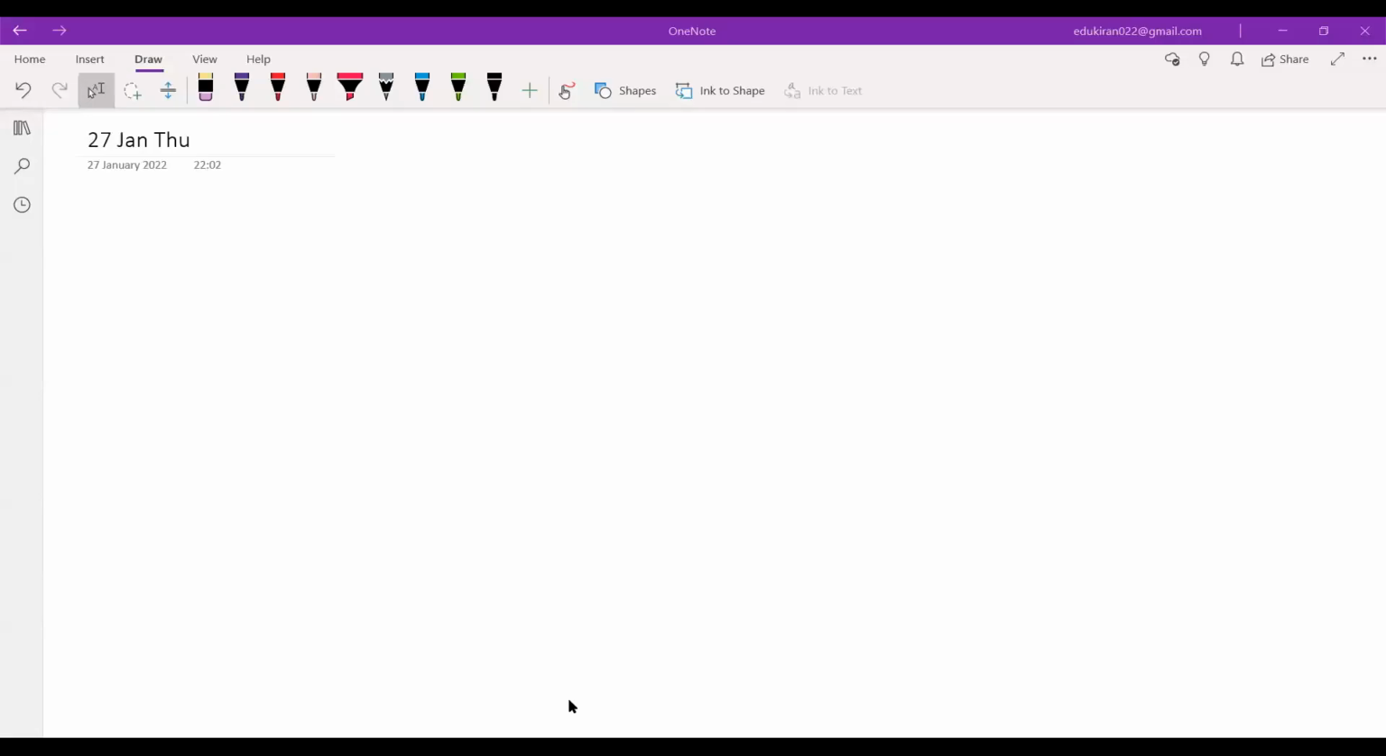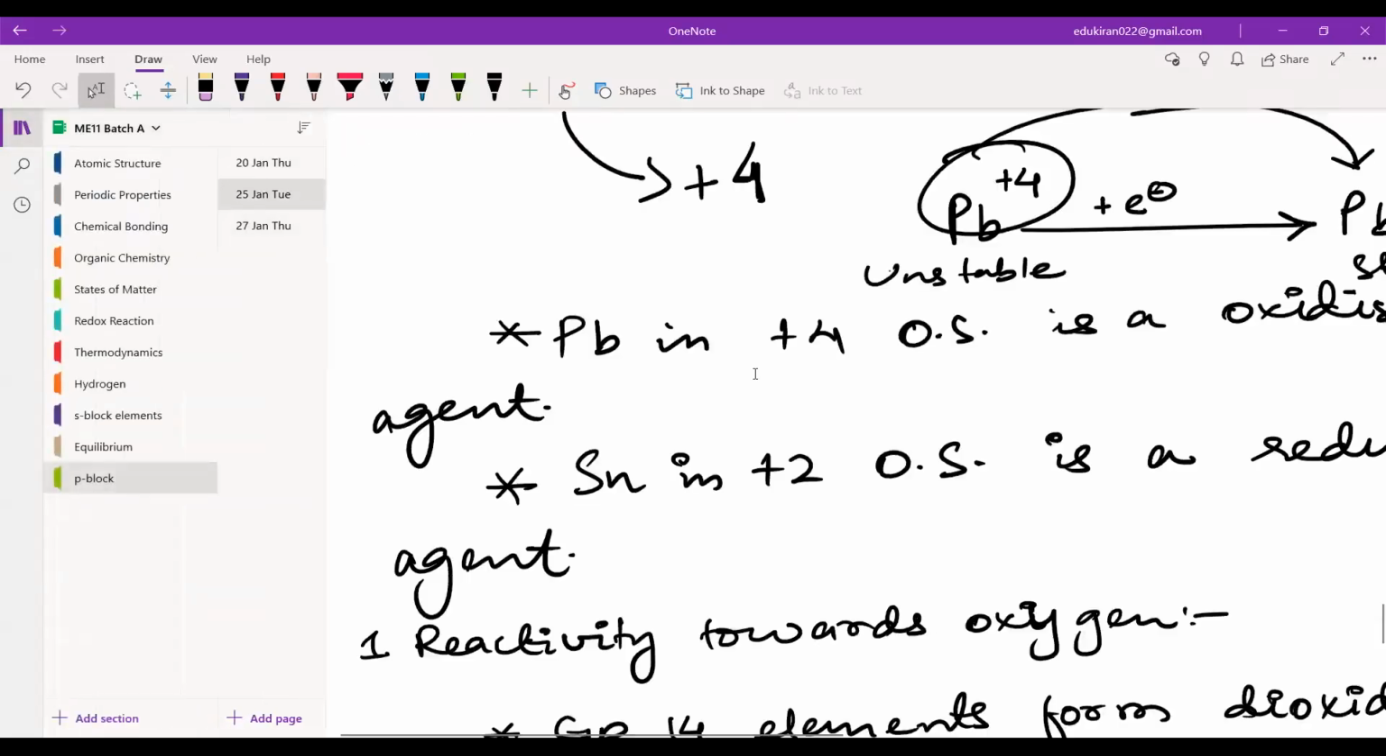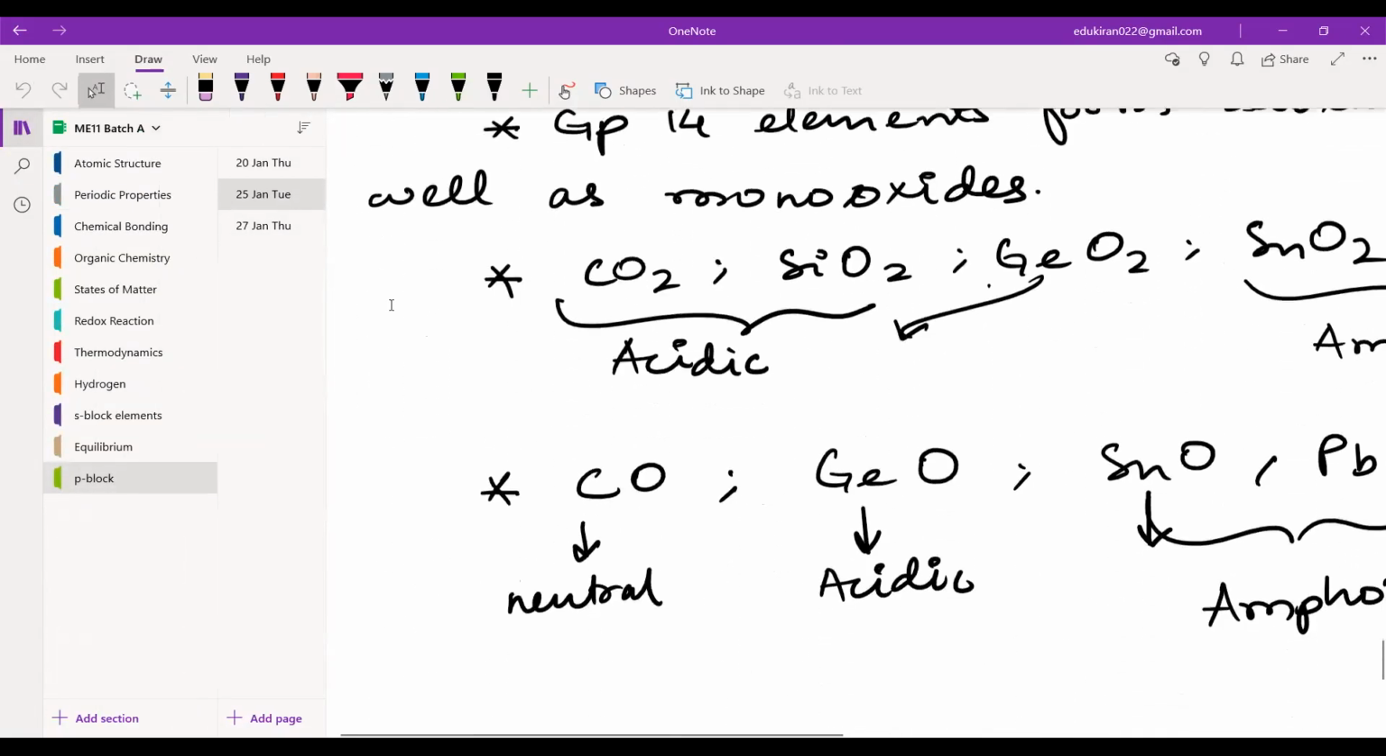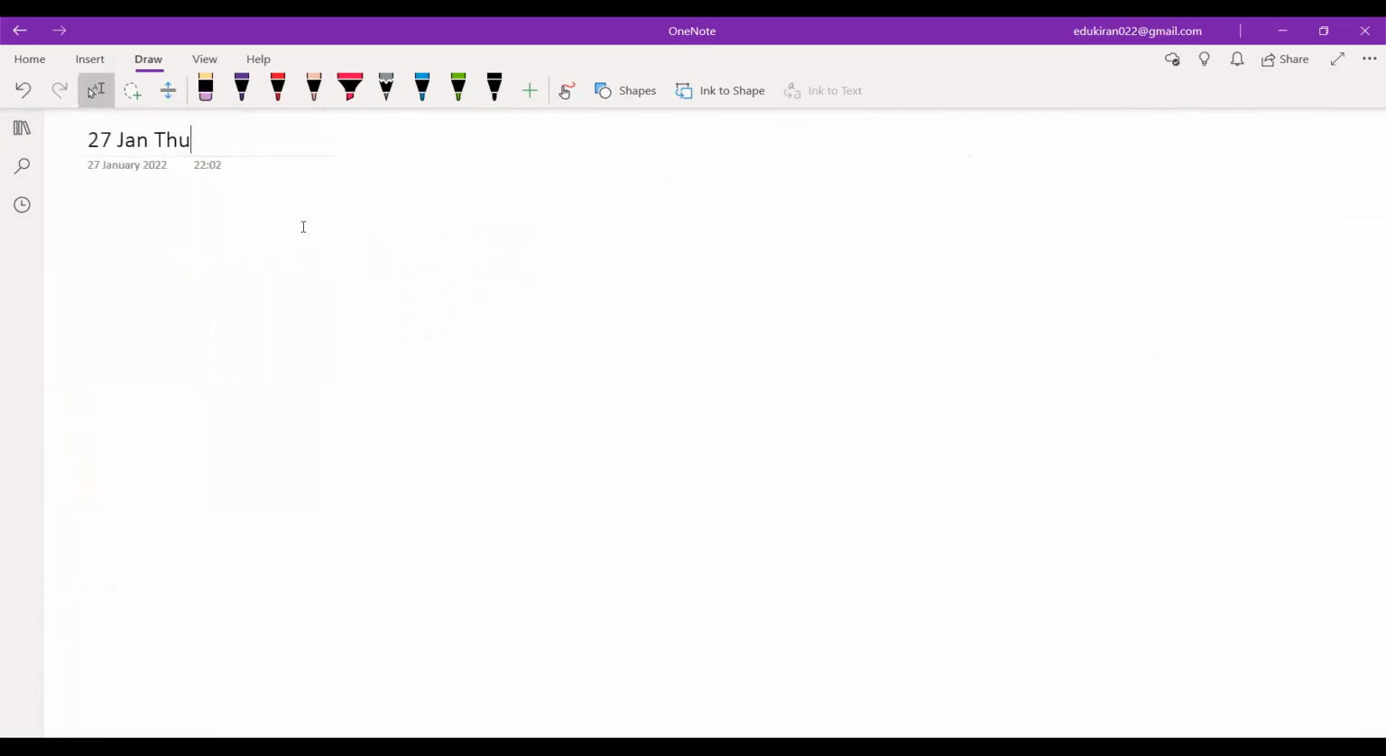I also need to keep this on, that is the syllabus. And chemical properties, oxidation state, okay. We only did a reaction towards oxygen, no? And we only wrote about oxides, I guess. Right, oxides. Now we can write reactivity towards water.